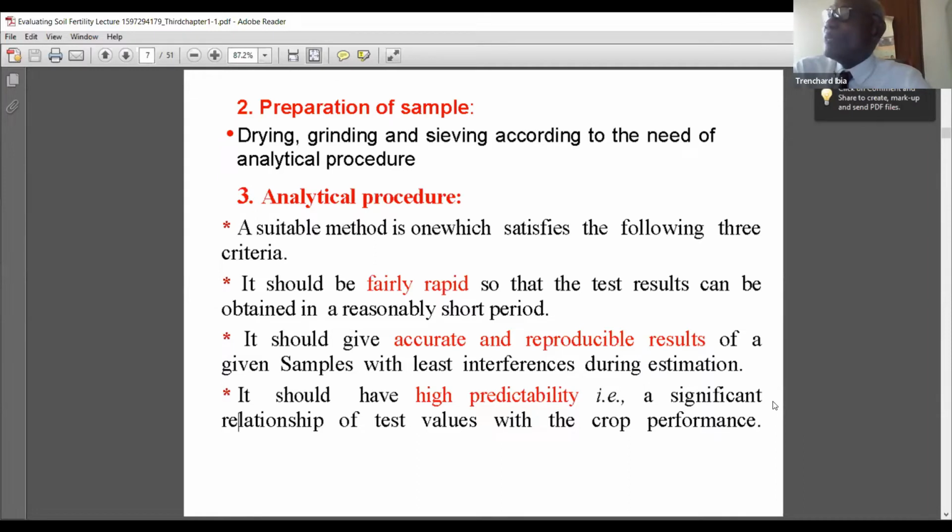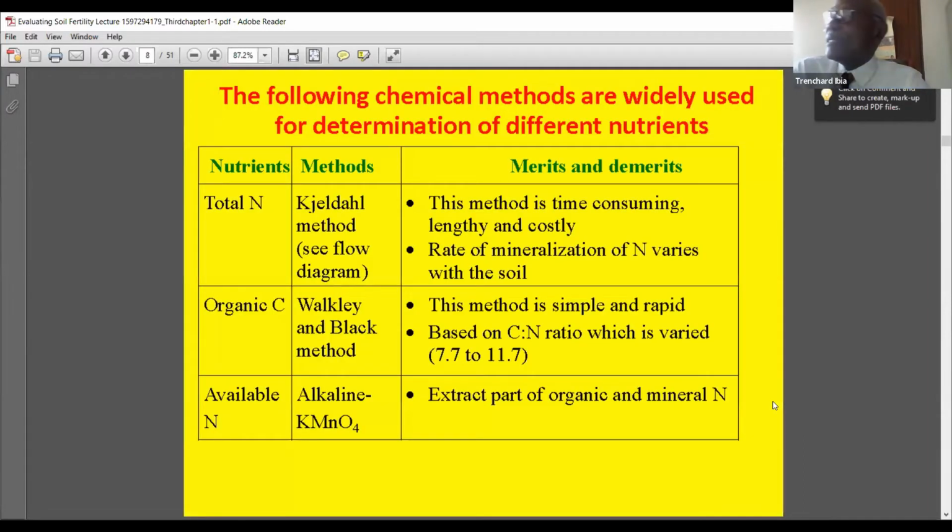Organic carbon enables us to determine organic matter, which is the storehouse of soil fertility, and we normally use the Walkley and Black method. We also do loss on ignition. Available nitrogen by the alkaline potassium permanganate extraction method.